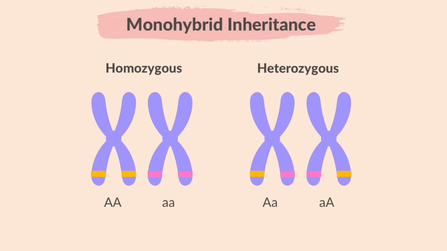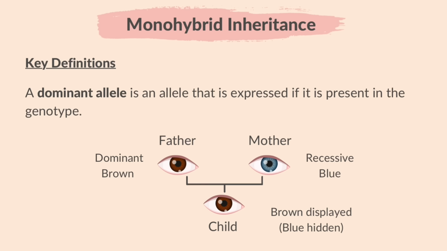Alleles can be dominant or recessive. A dominant allele is an allele that is expressed if it is present in the genotype. A dominant allele only requires one parent to pass it on for the trait to be visible in the physical appearance, that is the phenotype.